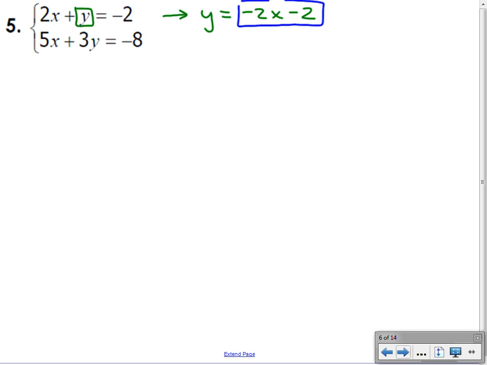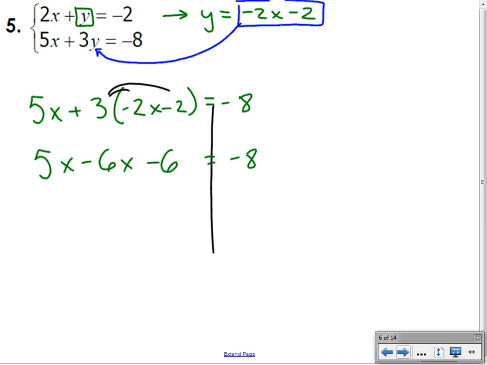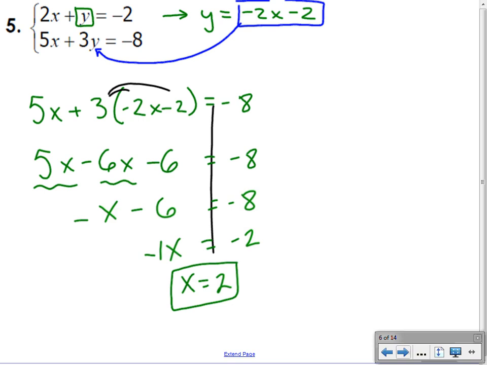I know what y is equal to, so I'm going to take that and substitute it for y. So now we have 5x plus 3 times negative 2x minus 2 equal to negative 8. We're solving, so we distribute first. We have 5x minus 6x minus 6 equals negative 8. Let's combine our like terms to get negative x minus 6 equals negative 8. Add 6 to both sides. Divide by negative 1. So we find that x is equal to positive 2.